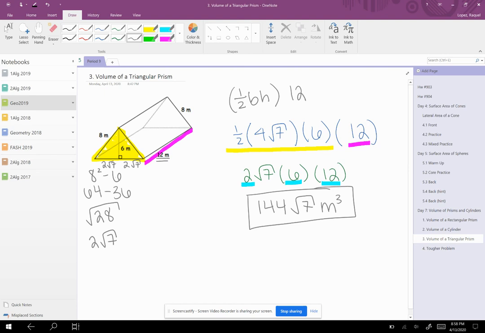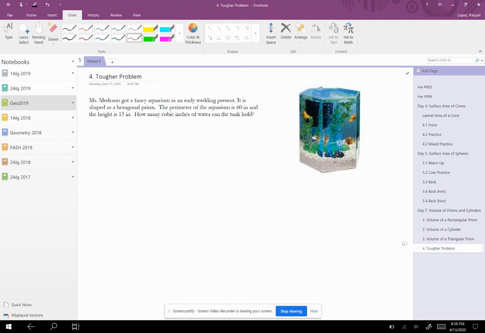All right, guys, so that's going to be the volume of your triangular prism. Let's take a look at this tougher problem really quick. So I've got a fancy aquarium as an early wedding present. Clearly, this was a problem that took place last year because I got married this year. It's shaped as a hexagonal prism. The perimeter of the aquarium is 60 inches and the height is 15 inches.